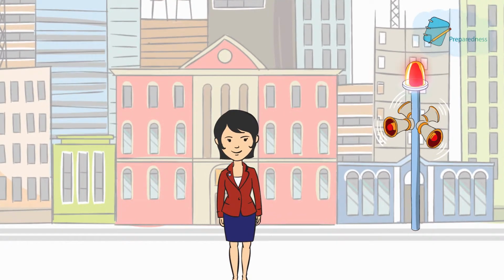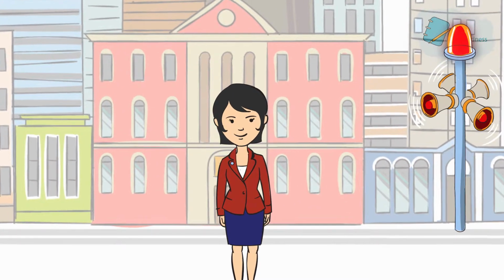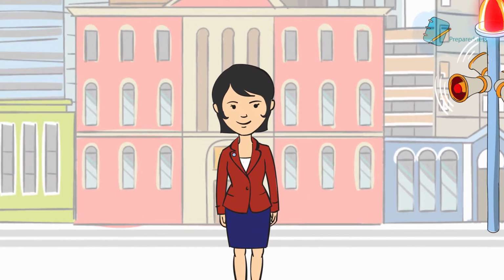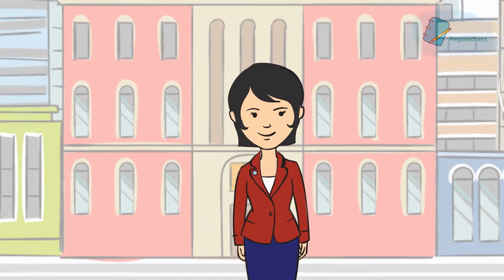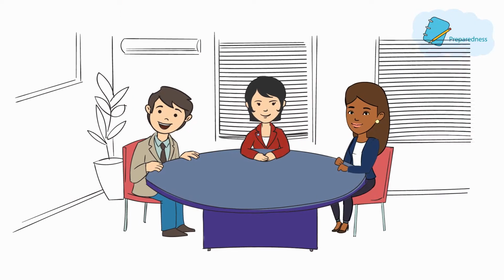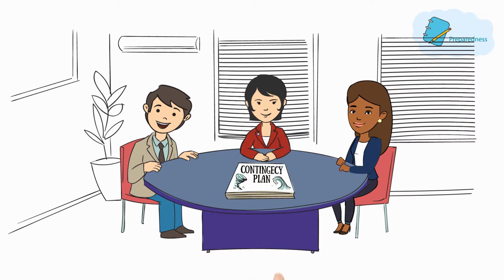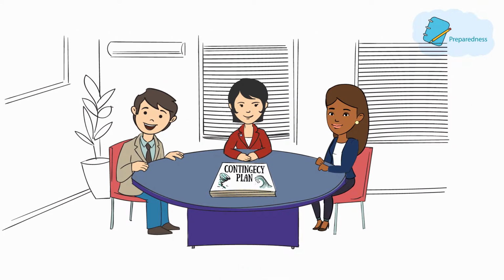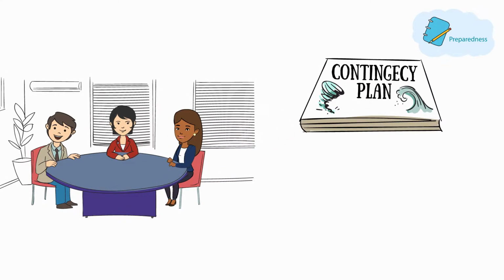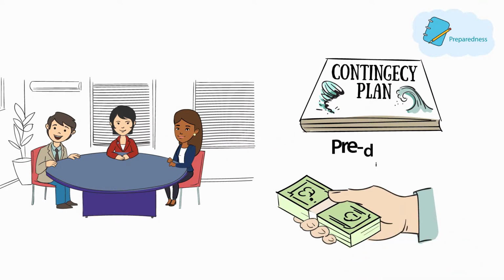Furthermore, she can align her city's climate risk management strategy, put in place measures to protect the city's critical infrastructure, and work with relevant agencies to design a contingency plan to respond to a disaster. The contingency plan will require money to be prepared, and this can be obtained through pre-disaster financing.